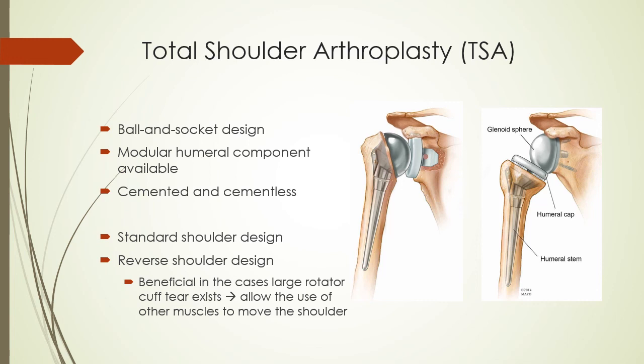Well, what's the benefit of this design? It's actually beneficial in the case that a large rotator cuff tear exists, such that if you use this design, it will allow the use of other muscles to drive the shoulder. So it's putting less stress or challenge on these patients. So knowing the benefit of the design, it may indicate when you see a certain type of patient coming up, reverse shoulder may give more benefit than standard shoulder. Just one thing to keep in mind for TSA.